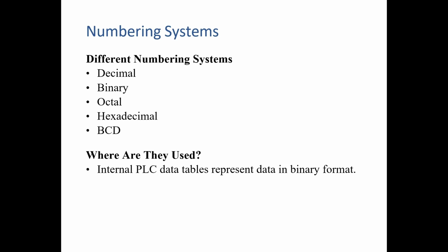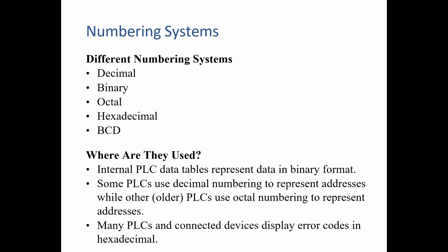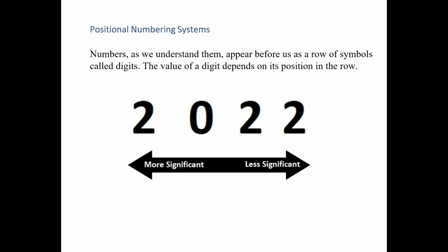sometimes internal PLC data tables represent data in a binary format. Some PLCs use decimal numbering to represent addresses, while other PLCs use octal numbering for addresses. Many PLCs and connected devices display error codes in hexadecimal. Since we need to know numbering systems, let's get started.